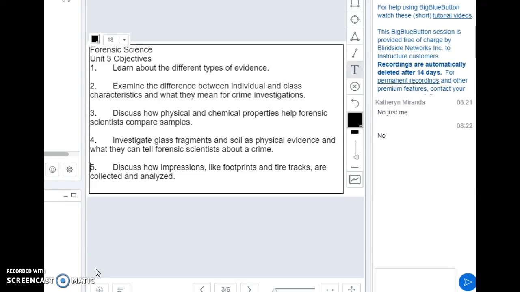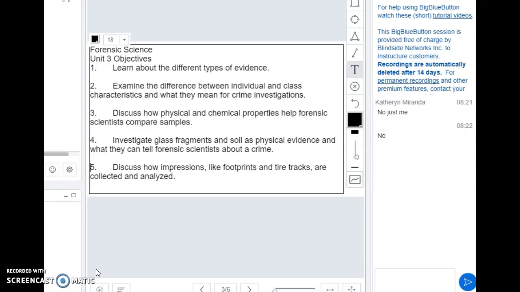If you're not able to do these on your own without looking at notes or without looking back at the lesson, all right, this is a good checkpoint to make sure that you get the material that you missed. So these objectives for Unit 3, learn about the 3 types of evidence, and there's actually 4 types of evidence that were talked about. So we're going to talk about 4 instead of 3.